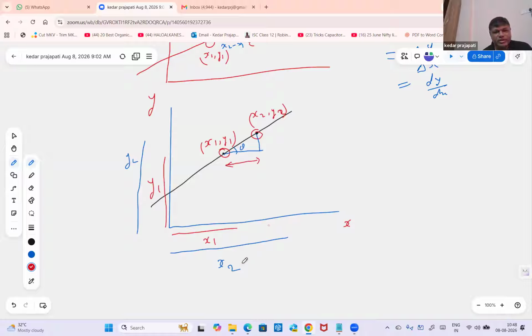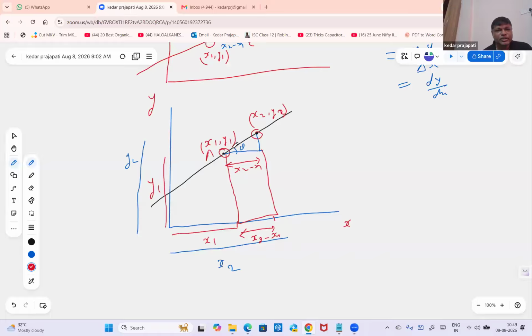The length of this will be c. You can find here also. It is nothing but x2 minus x1. This line will be here to here is x2, here to here is x1. Then this will be x2 minus x1. So whatever is here, same thing will come here also, right? Because both are same. If you draw a rectangle here, just for your understanding, this length is equal to this length. So this will become x2 minus x1.